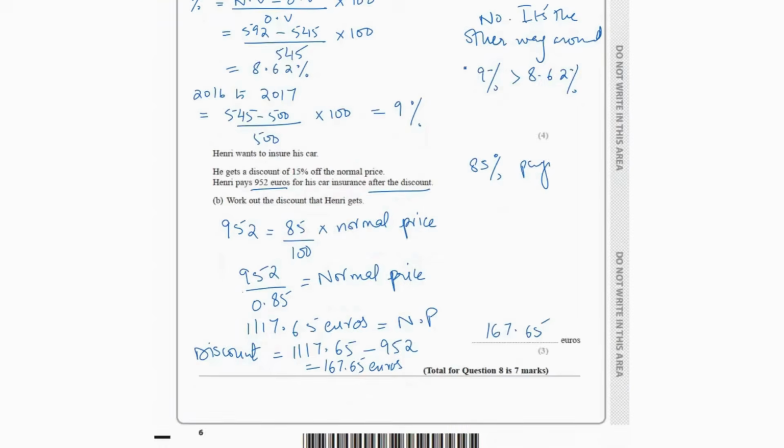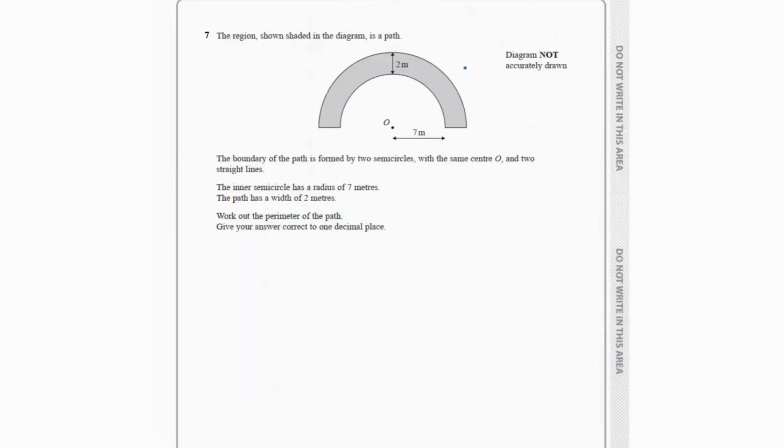Then we have area of 2D shapes. Sometimes it's going to be a shaded shape, sometimes it's just going to be an unshaded shape. Over here, the region shown here in the diagram is a path. The boundary of the path is formed by two semicircles with the same center O and two straight lines. The inner semicircle has a radius of 7 meters, and the path has a width of 2 meters. So if the path has a width of 2 meters, that means this semicircle will have a radius of 9, because 7 plus 2 is going to be 9.